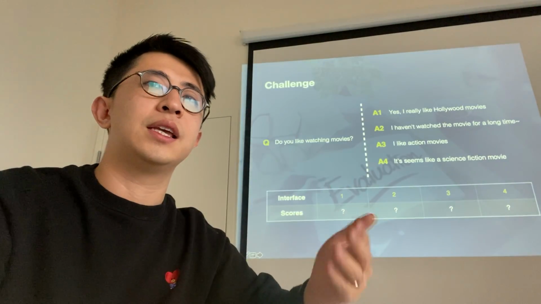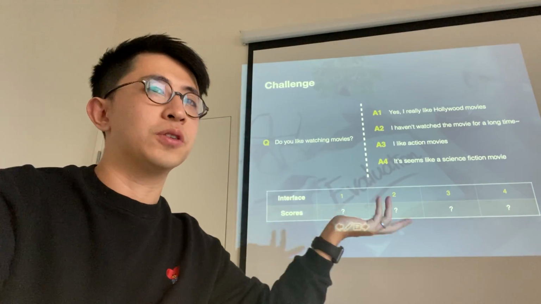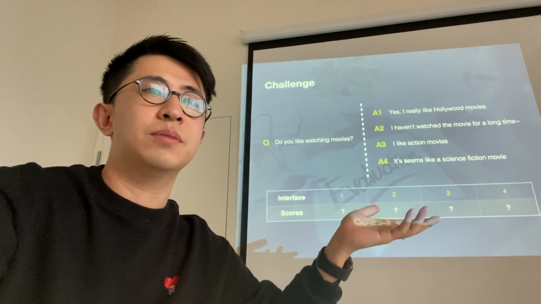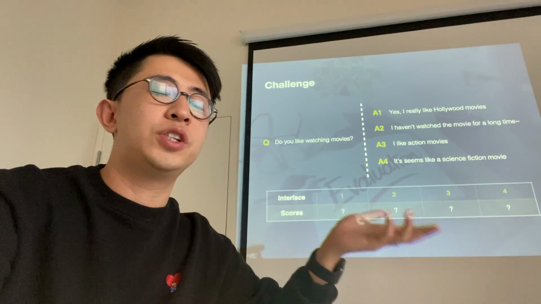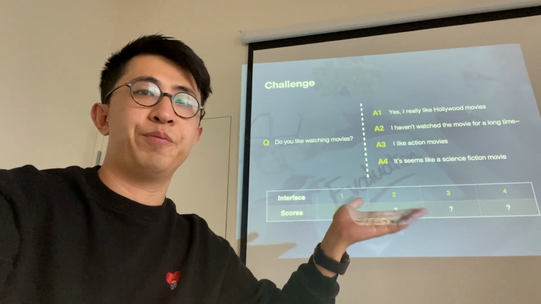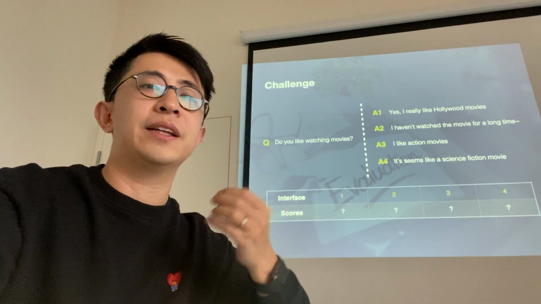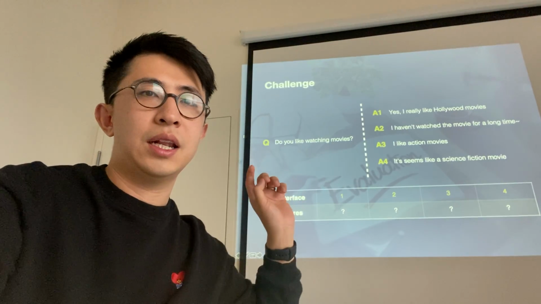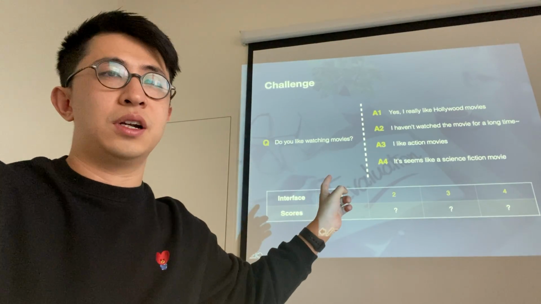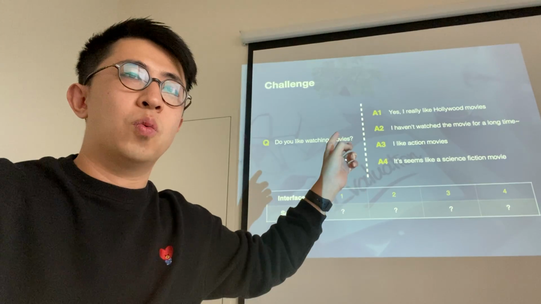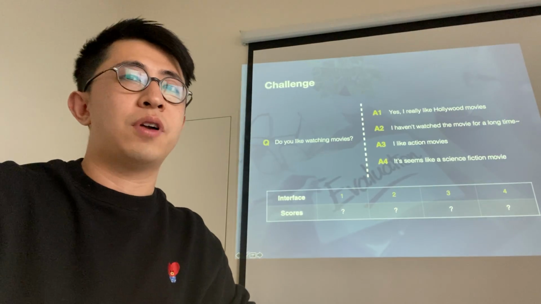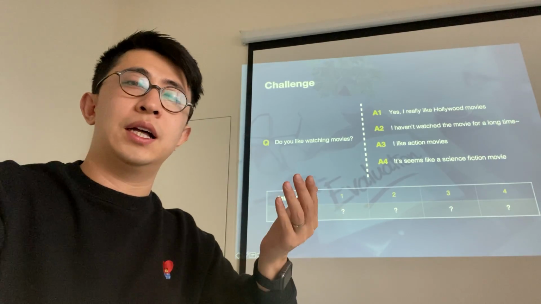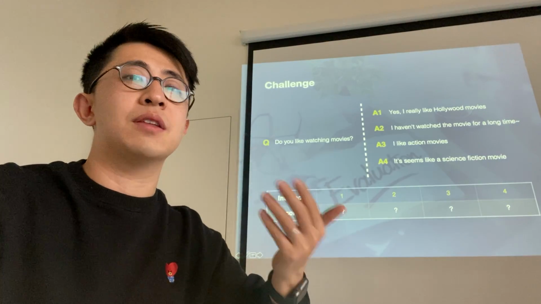For instance, let's see the examples here. If we ask a dialogue system a question like, do you like watching movies? Different dialogue systems may give different answers to this question. Let's see the slide shown here. Answers 1 to 4 are actually from 4 different real smart assistants in the market.